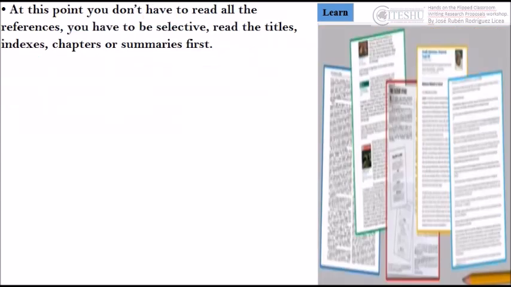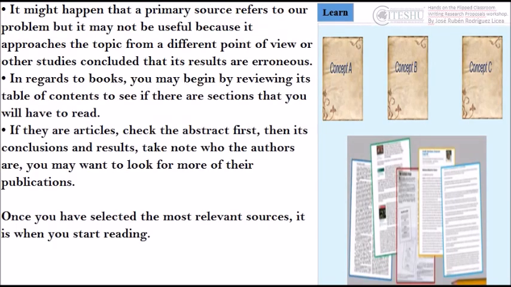At this point you don't have to read all the references. You have to be selective, read the titles, indexes, chapters or summaries first. It might happen that a primary source refers to our problem, but it may not be useful because it approaches the topic from a different point of view or other studies concluded that its results are erroneous.